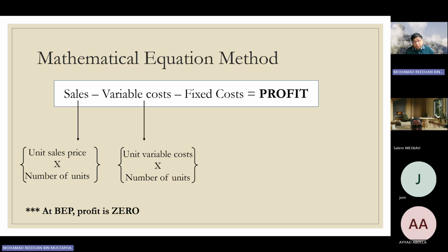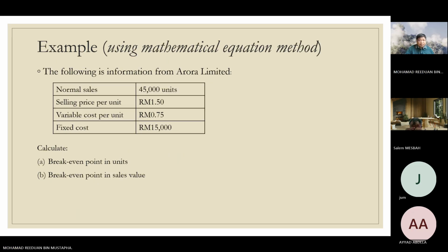And then this one is the unit variable cost. For the unit variable cost, you need to multiply by the number of units, and then you get the changes. Fixed cost is very clear cut, so the cost is unchanged. Any information given, just add on. You must remember that at the break-even point, profit is zero.